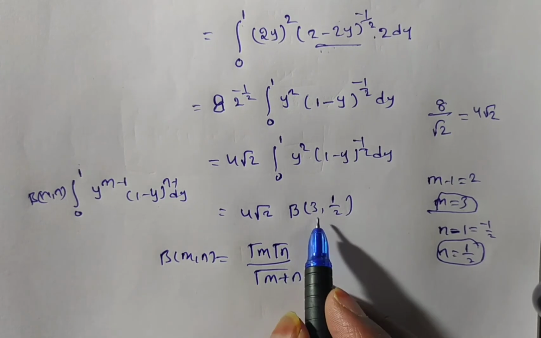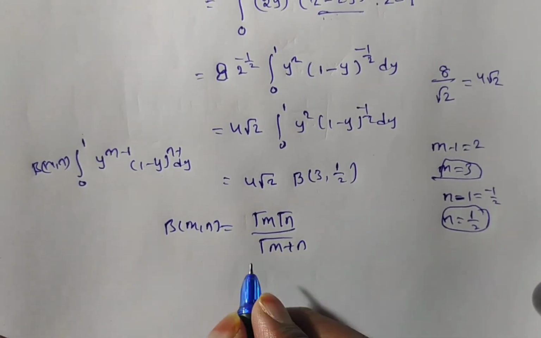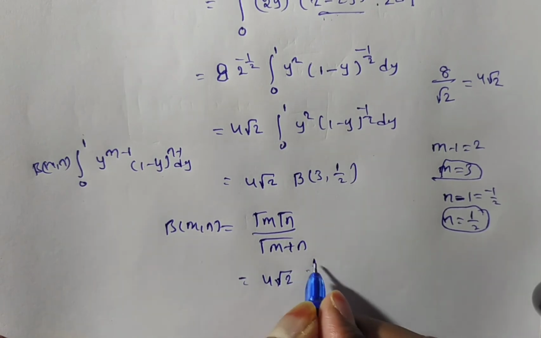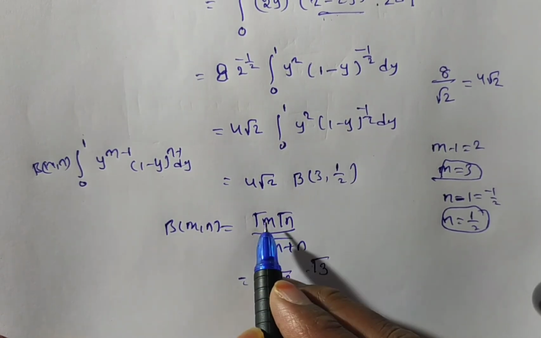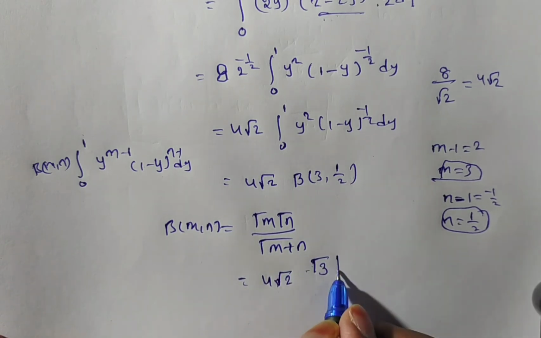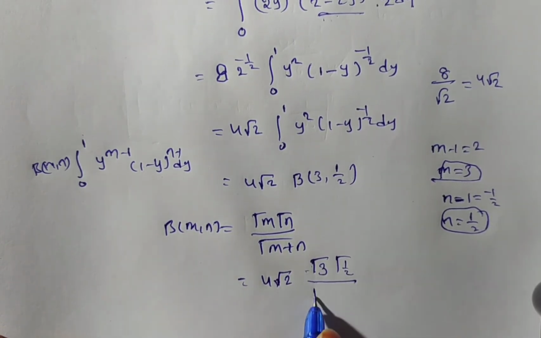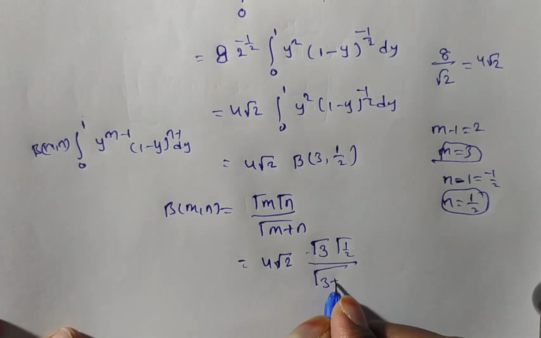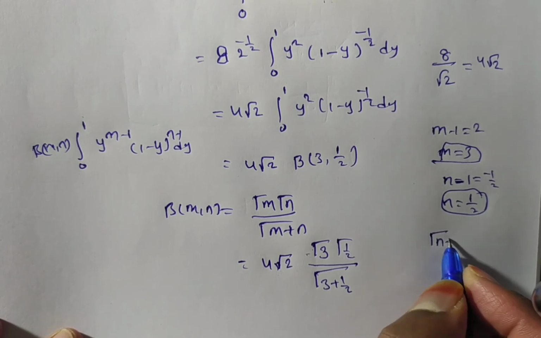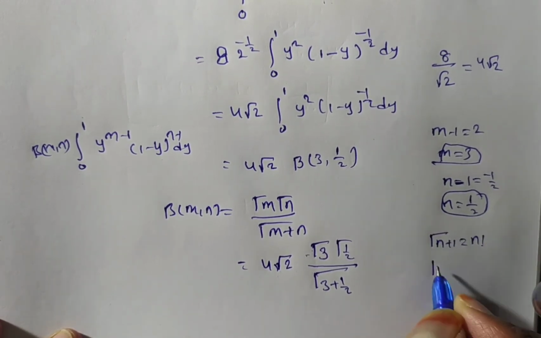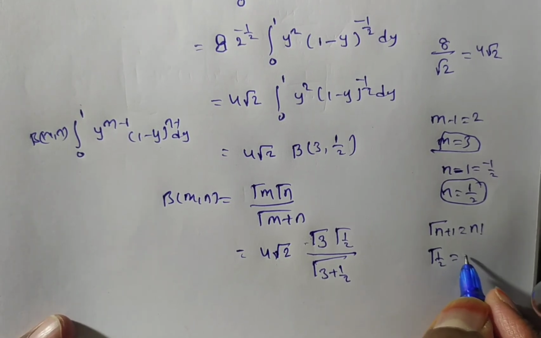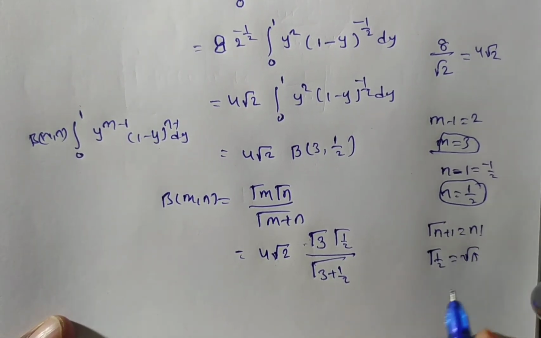So here m is 3, n is equal to 1 by 2. Now you substitute this. This is 4 times root 2, and beta of m comma n means gamma 3, gamma 1 by 2 and gamma of 3 plus 1 by 2. Friends, we have gamma of n plus 1 is equal to n factorial. Next, gamma 1 by 2 is equal to root pi. So you remember this one.